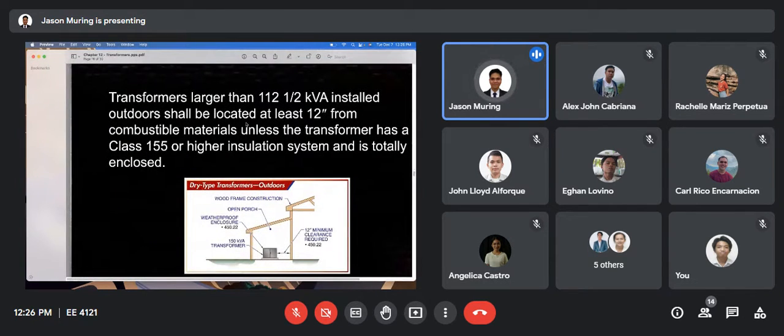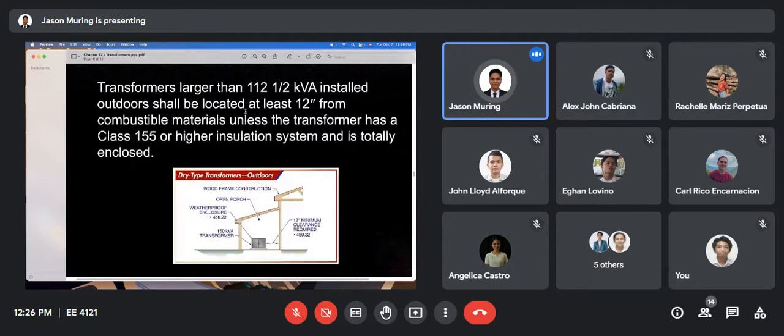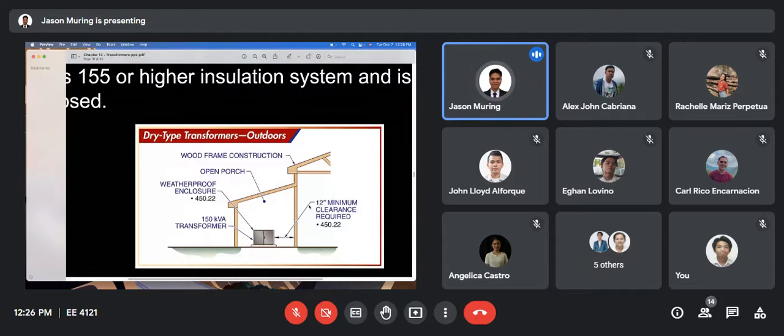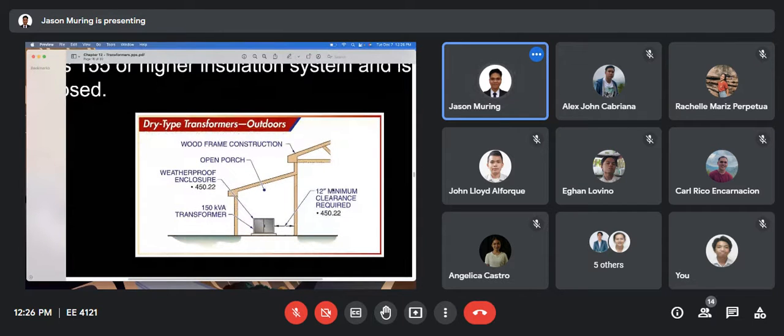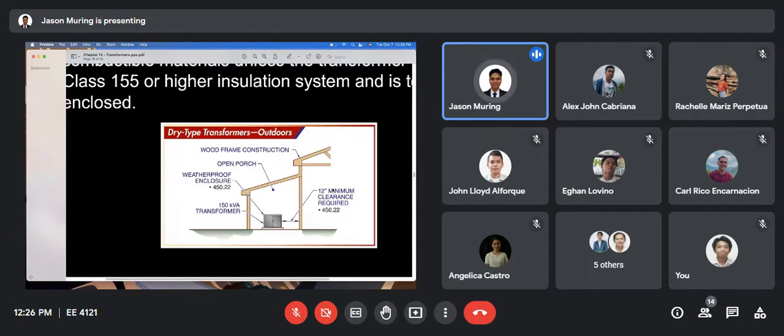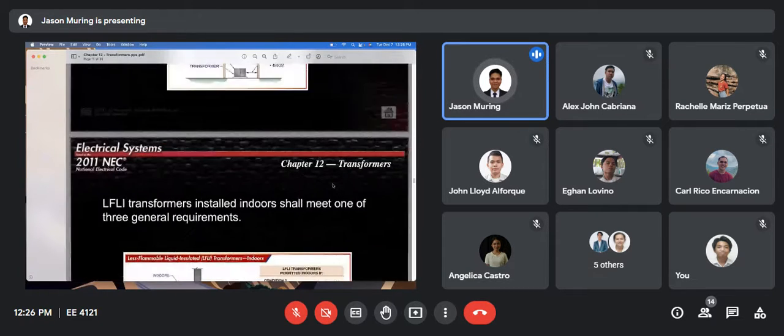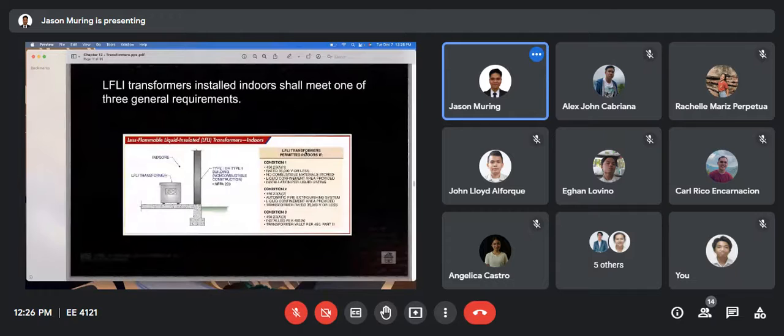Then larger transformer than 112.5 installed outdoors shall be located. So you see, almost the same lang ang ilang mga clearances. So 12 inches. So just take note of these numbers. So for transformers, 12 inches always yung mga clearance from combustible material.